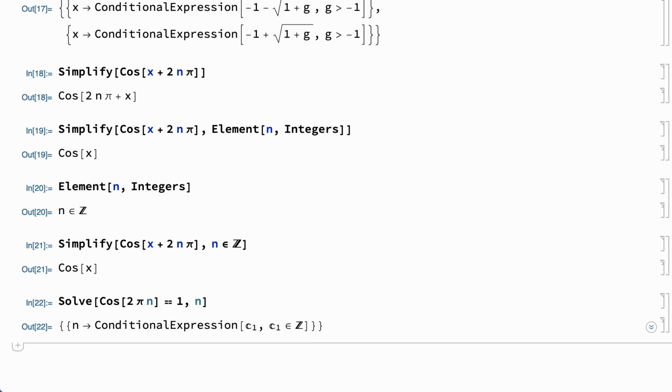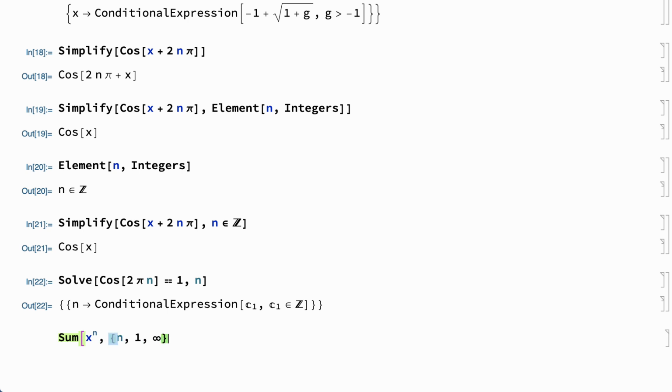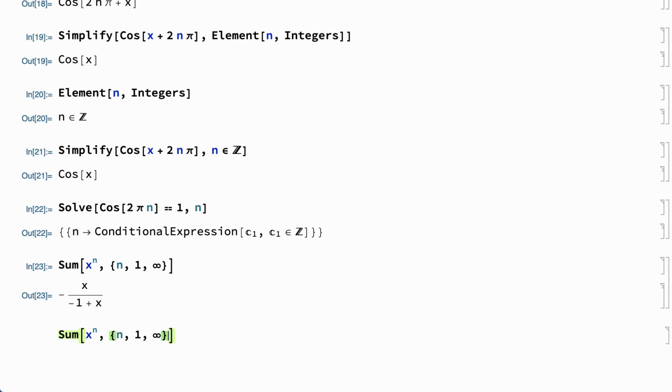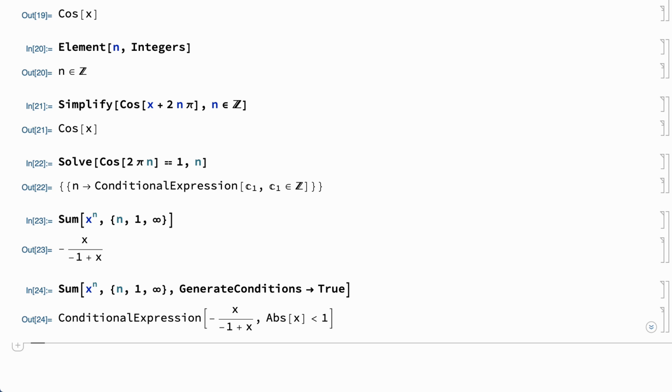Some symbolic functions return generic solutions that are only correct for generic or typical values of the parameters. For example, this shows an infinite sum where the result is correct for values of x that commonly come up in applications, but this sum actually will only converge if the absolute value of x is less than 1. The sum function can be made to include that condition in the result by setting the generate conditions option to true. The result is again a conditional expression that includes the condition on the symbolic parameter x.